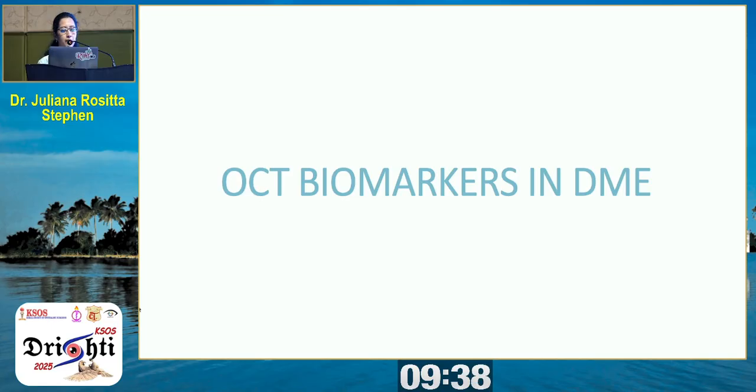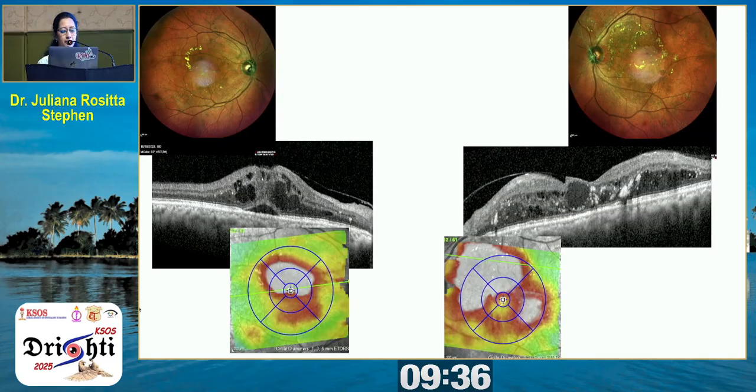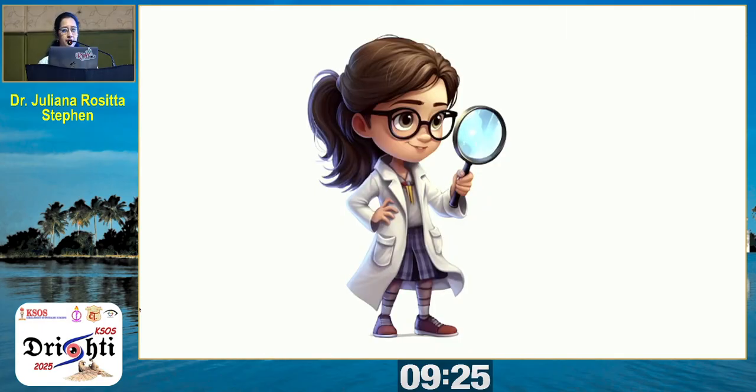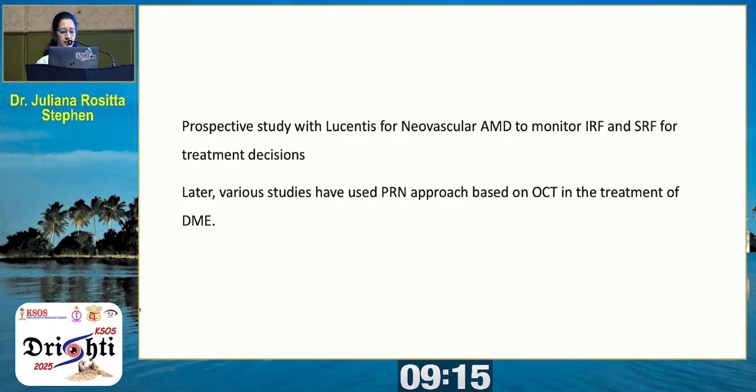So OCT biomarkers in diabetic macular edema. When we deal with a patient with diabetic macular edema, we tend to see the OCT, see the thickness map and decide the treatment protocols. So here we are going to see about the OCT in detail and look for some biomarkers which can help us to predict the visual prognosis following our treatment.